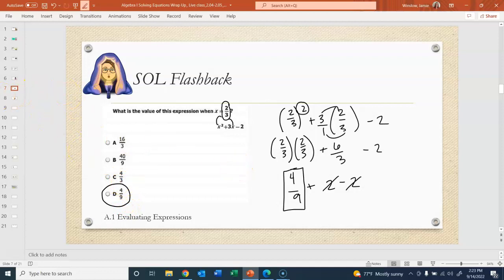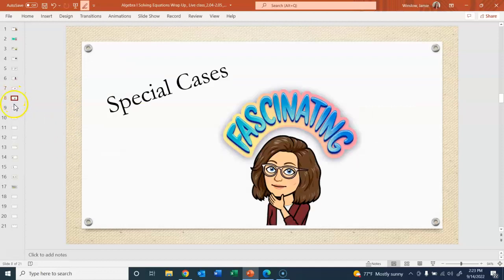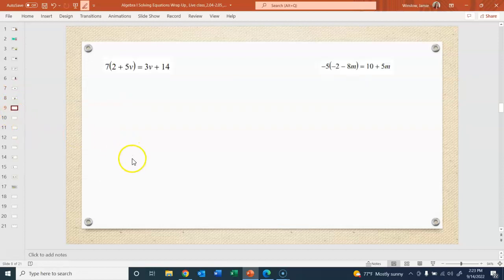Don't forget, you can plug all of that into your Desmos as well. So let's look at some special cases. These special cases involve numbers in front of the parentheses here. And whenever we see a number in front of the parentheses, we see multiplication right there. And we want to remember to distribute. So we have to do 7 times 2 plus 7 times 5v. We have to distribute to everything on the inside of the parentheses.